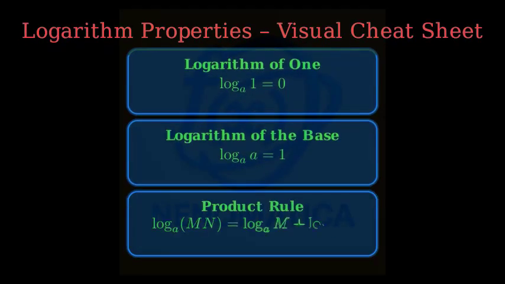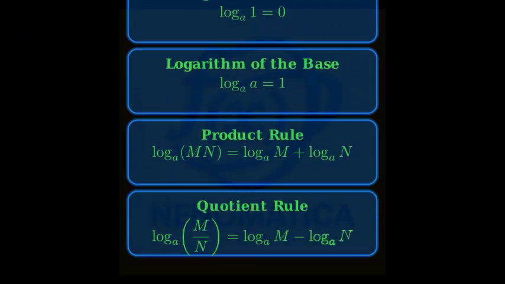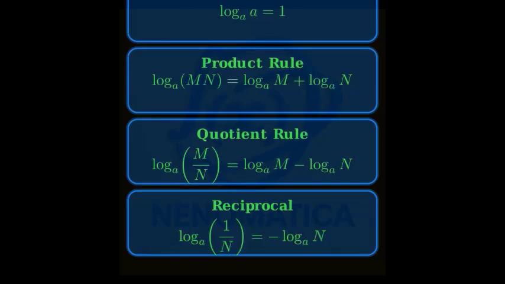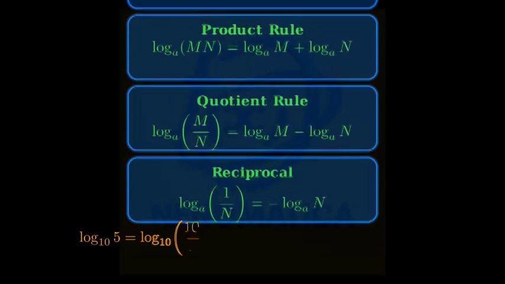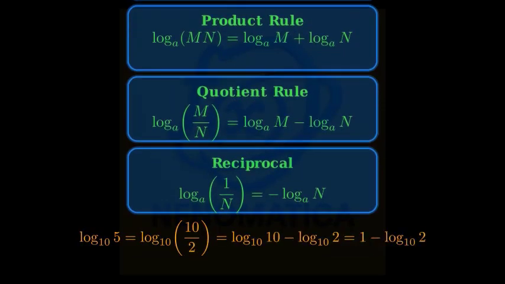Next, product and quotient rules. Product turns into addition. Quotient turns into subtraction, and a reciprocal flips the sign. A quick example in base 10. Log base 10 of 5 equals log base 10 of 10 over 2, which is 1 minus log base 10 of 2.